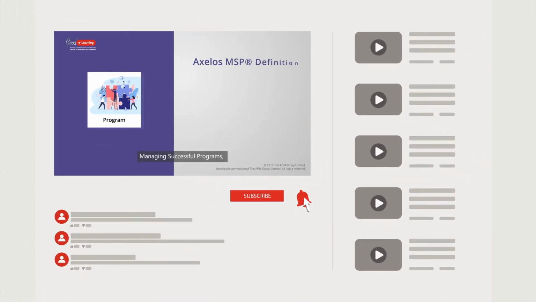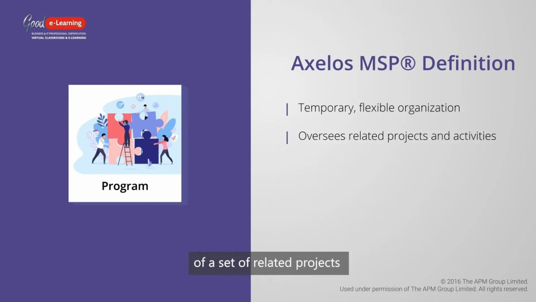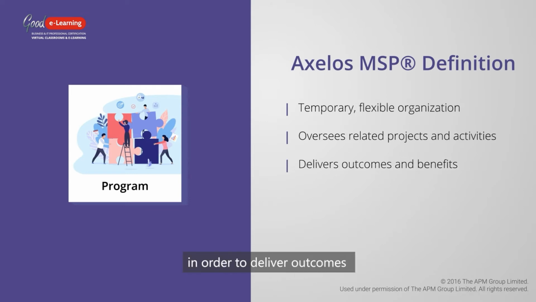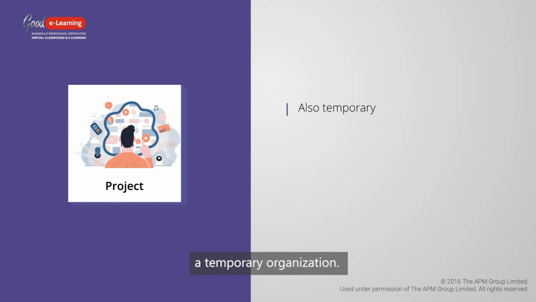Managing Successful Programs, or MSP, defines a program as a temporary, flexible organization created to coordinate, direct, and oversee the implementation of a set of related projects and activities in order to deliver outcomes and benefits related to the organization's strategic objectives. A project is also a temporary organization.